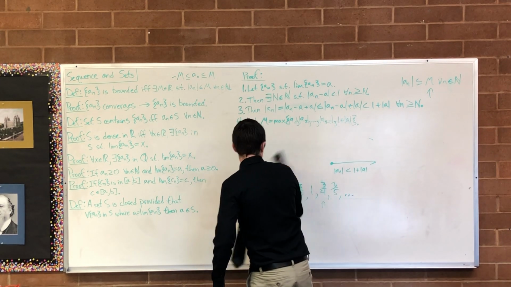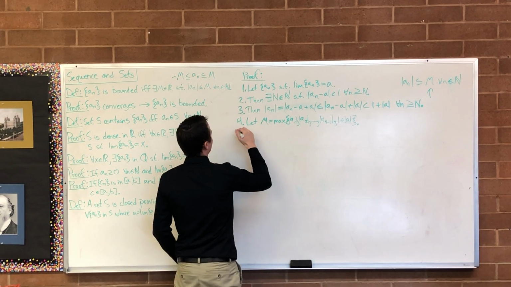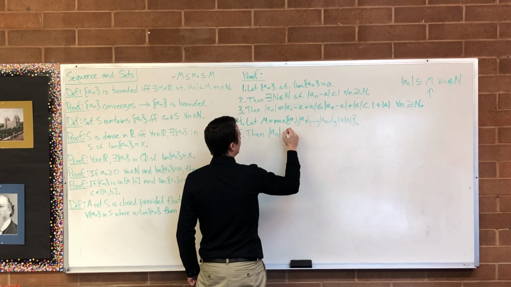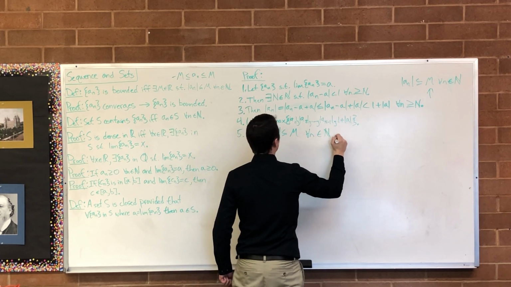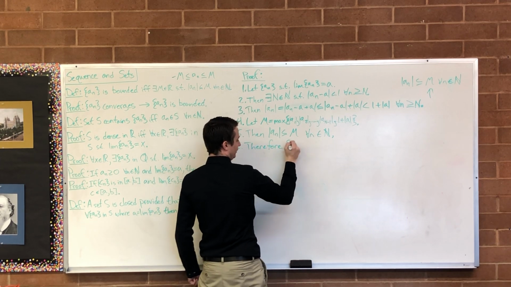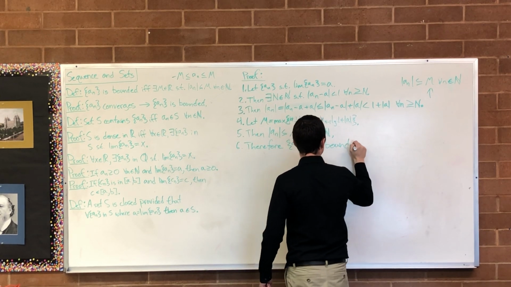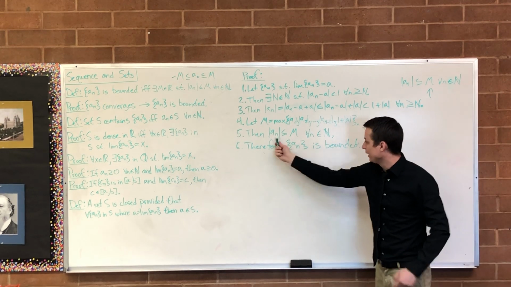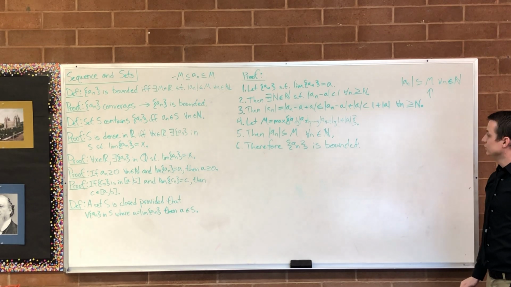Okay, so then we're done. And therefore, a sub n is bounded. Right? Okay. We found some number that's greater than or equal to the absolute value of a sub n for all n, for every index. So I have a question.